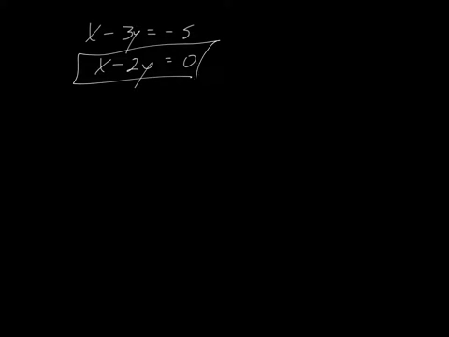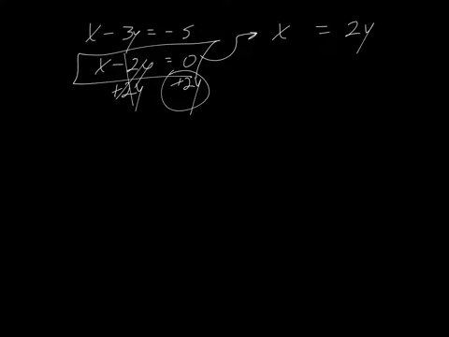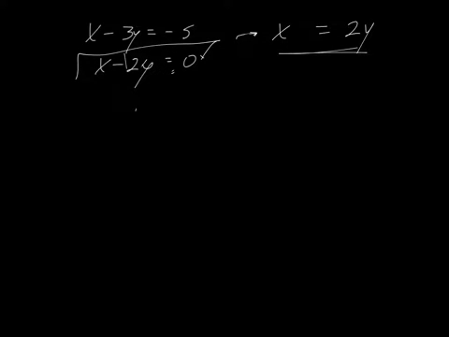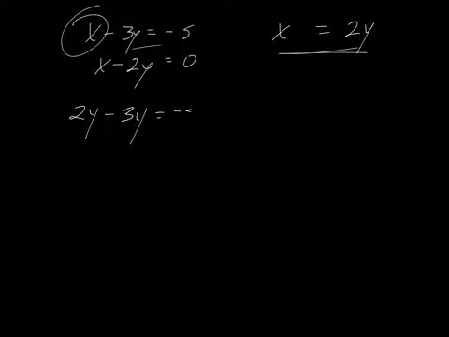So if I take this problem and I put it over here, and I add 2y to both sides, I get x equals 2y, because I add 2y here and 2y here, and those cancel, and that 2y goes over there. So now I have x equals 2y. And the nice thing about that is that now in this top equation, whenever I see an x, I can put a 2y in its place. So I'm going to put a 2y there, minus 3y equals negative 5.